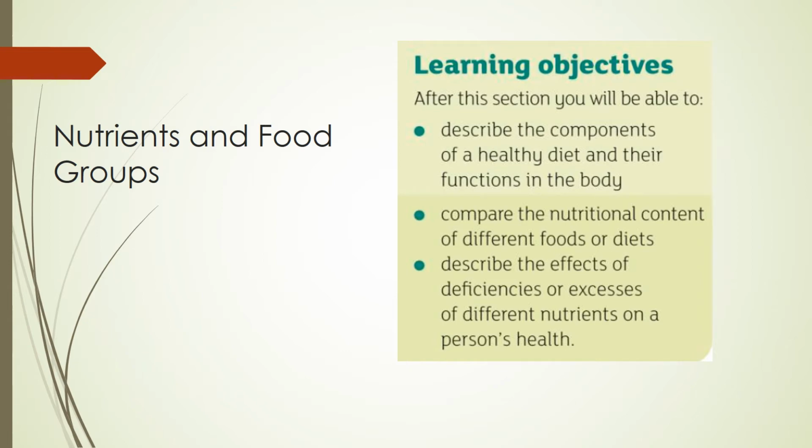This biology tutorial is going to go through the nutrients that we need in our diet and what we call food groups, and it is suitable for Key Stage 3 or those that are in years 7 and 8. So by the end of this tutorial you should be able to describe the components of what makes up a healthy diet for our bodies. You can also compare the nutritional content of different foods, and you should be able to describe the effect of deficiencies or an excess of certain nutrients on a person's health.